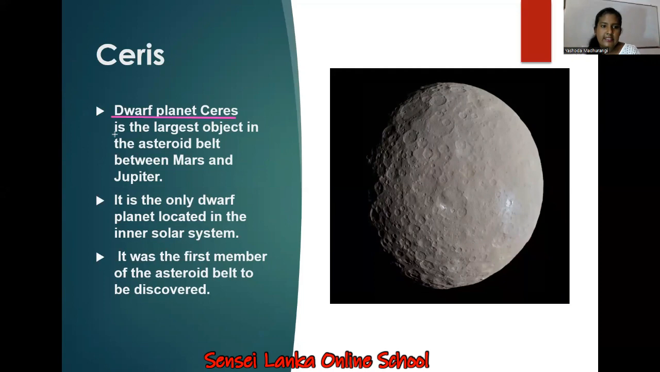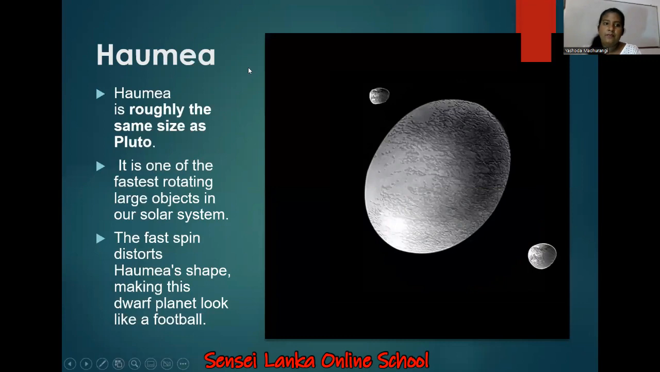Dwarf planet Ceres is the largest object in the asteroid belt between Mars and Jupiter. It is the only dwarf planet located in the inner solar system. It was the first member of the asteroid belt to be discovered. So this information is about Ceres. I'm not going to explain them deeper because these are some extra information.